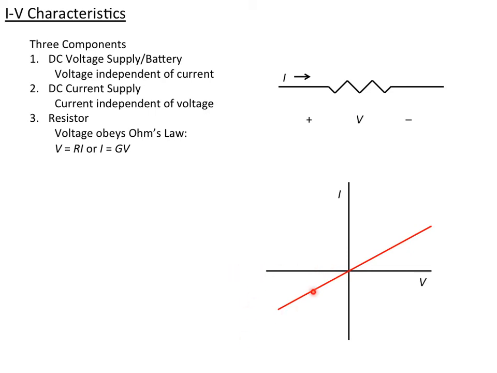The slope of this line, how much current I get for a given voltage, is the conductance, which I label G. Or if I were to take the inverse plot, the slope would be the resistance R that labels the resistor. R is related to G as the inverse. 1 over R equals G.